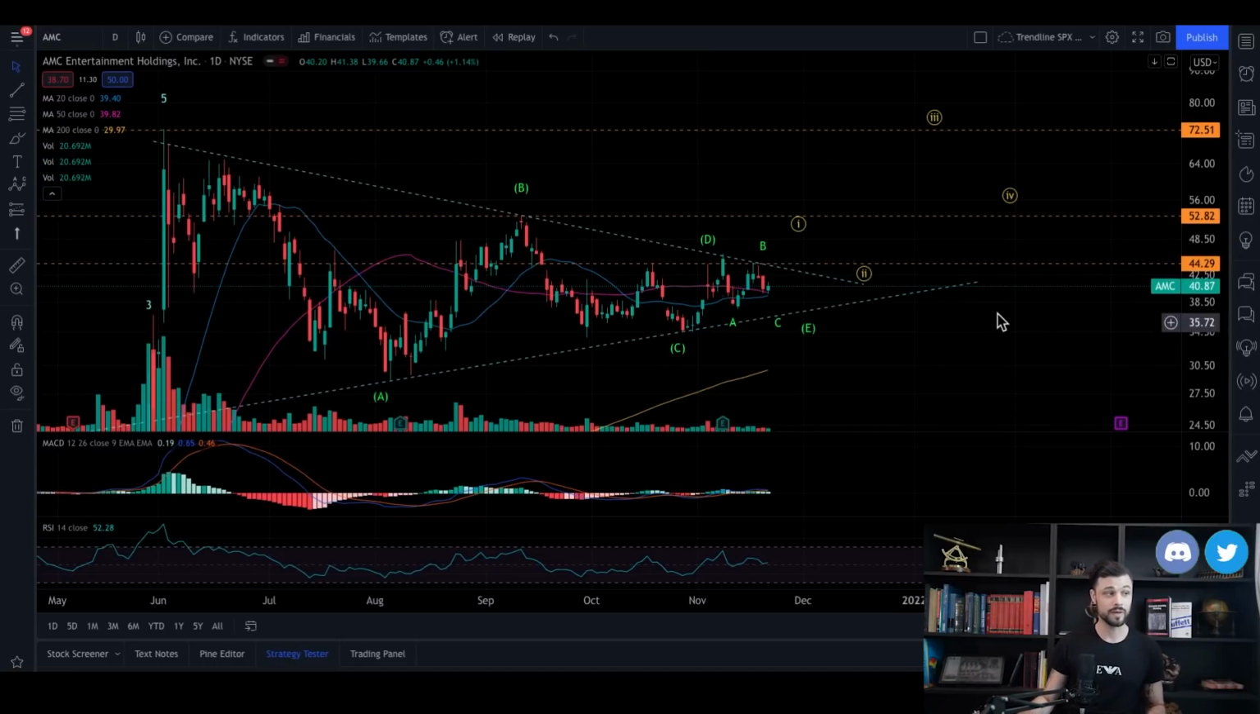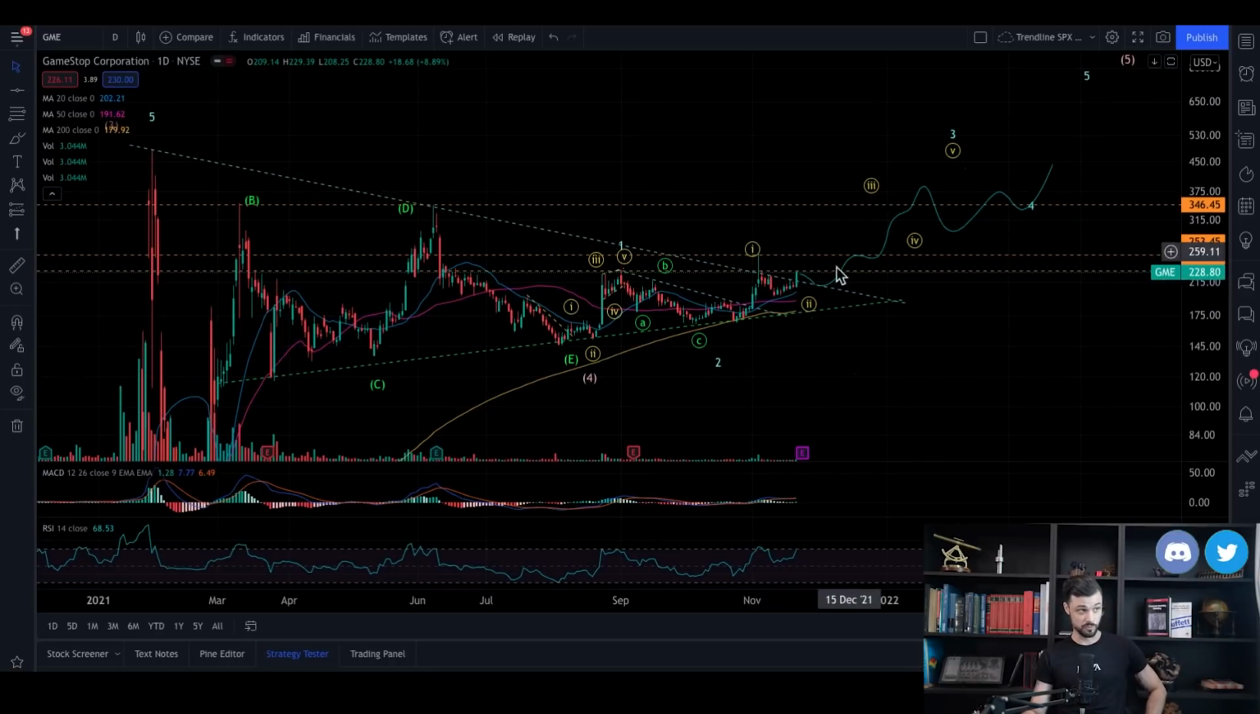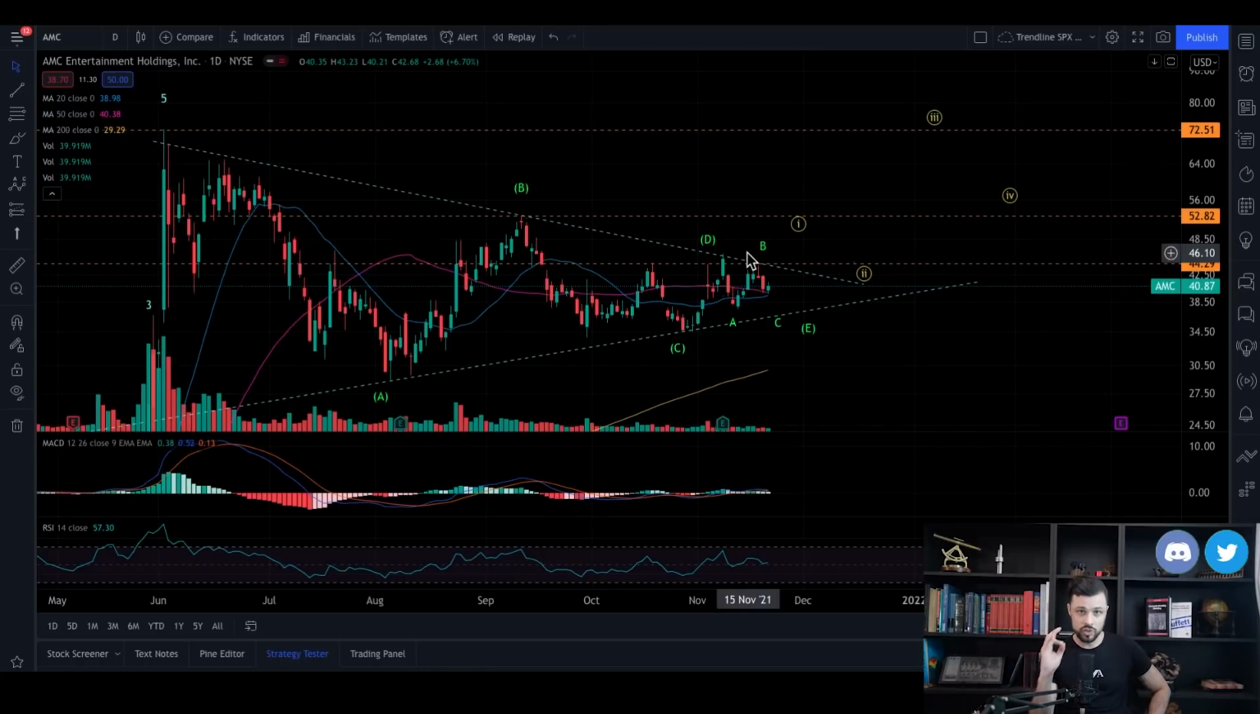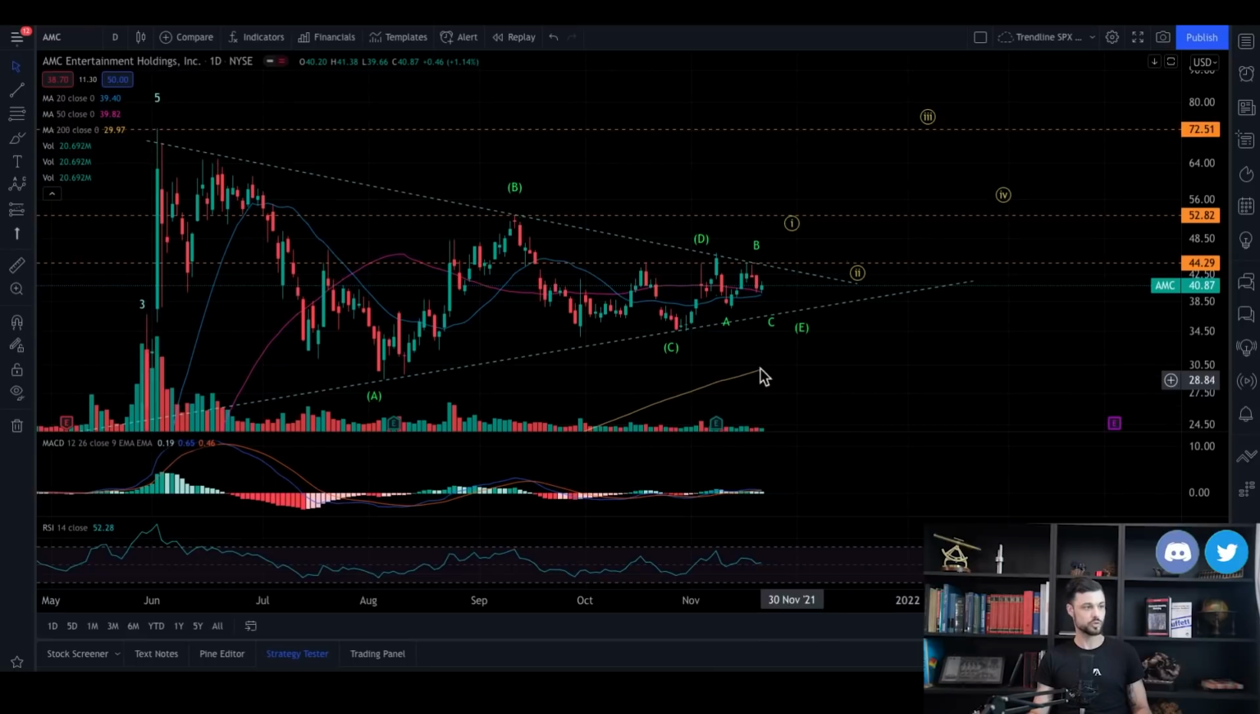But what I'm convinced of is that if GME confirms this move up, by closing above 230, for example, AMC would have no other choice than doing the same at some time. So even if we don't have the breakout, to me it's a buying opportunity, whatever the price. If GME is there, AMC will catch up.